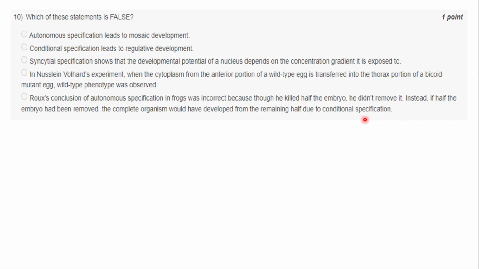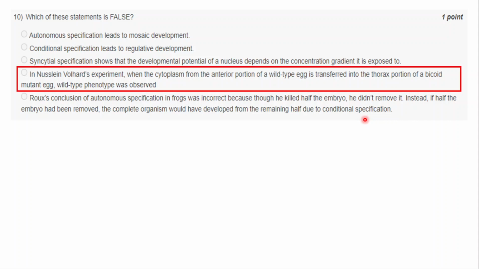Option number 4 is the correct answer. In Nusslein-Volhard's experiment, where the anterior portion of wild-type egg containing the bicoid was transferred into the thorax portion of bicoid mutant, wild-type phenotype was not observed, whereas in the thorax region, head formation was observed.